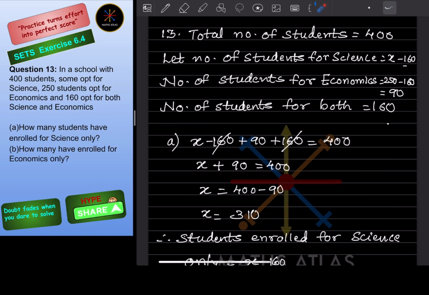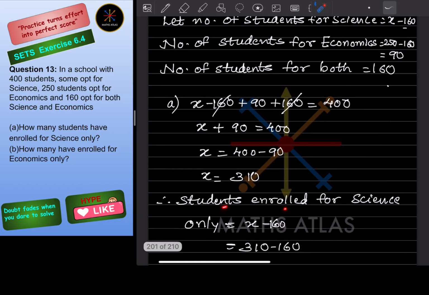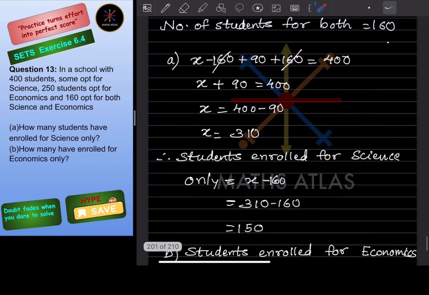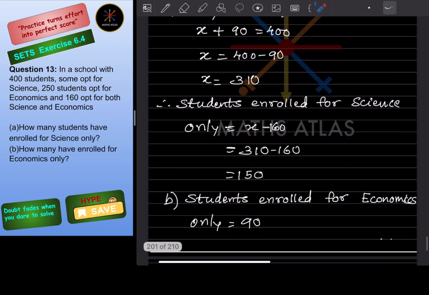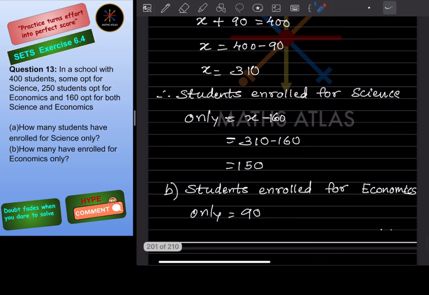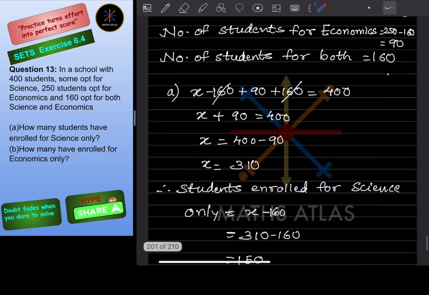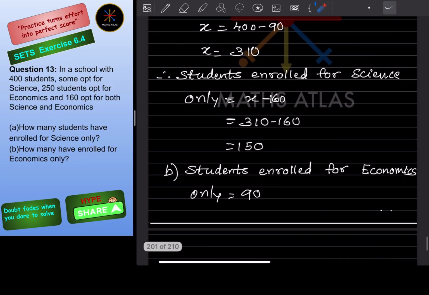They asked how many students have enrolled for science only. So students enrolled for science only, we have considered this as x minus 160. This x, we already got as 300, and 300 minus 160 is going to be 140. And how many are enrolled for economics only? Students enrolled for economics only is already given here. We did it here, 250 minus 160. So that is going to be 90.